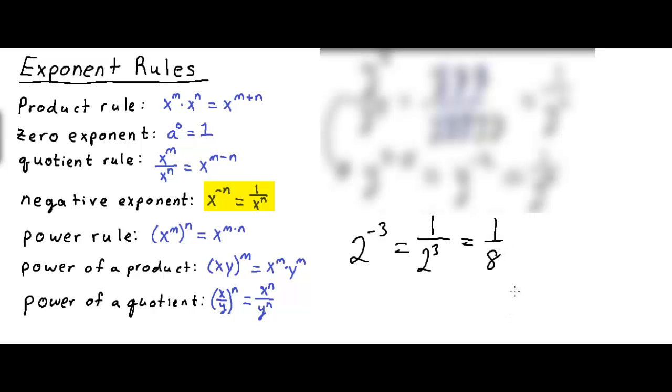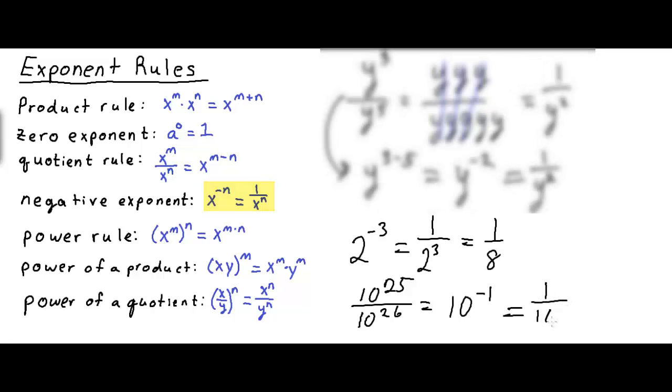Let's look at one more. If we have 10, let's say to the 25th power, over 10 to the 26th power, using that quotient idea, we subtract these two, we get 10 to the negative 1. 25 minus 26 gives us negative 1. What is that equivalent to using that negative exponent rule? We have 1 over 10.